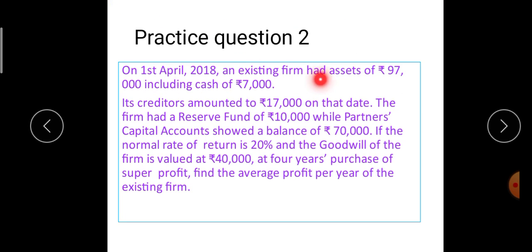In this question also the values I have changed. Okay, assets are 97,000 including cash of 7,000 rupees. Okay, creditors 17,000, reserve is 10,000. Okay, capital is 70,000. Normal rate is the same 20%, and goodwill is given as 40,000. You have to find out average profit like in the second illustration. Solve these two questions and send the solution to me. Okay.